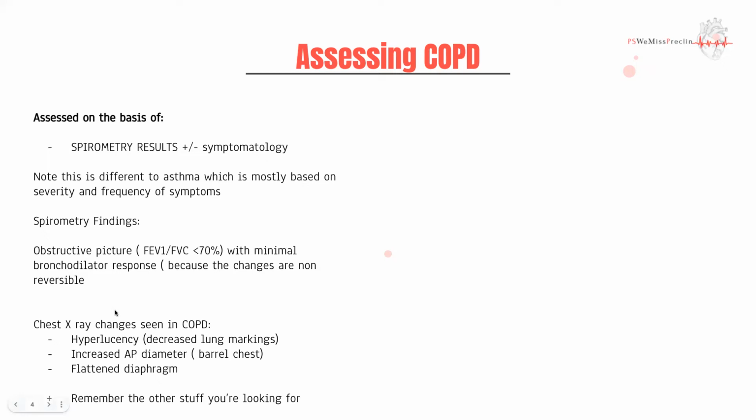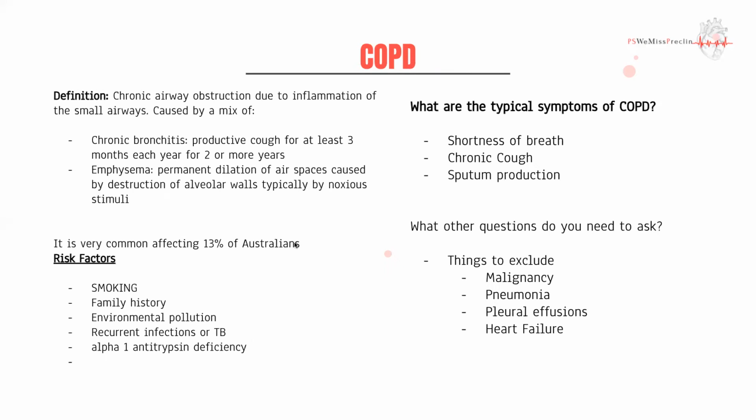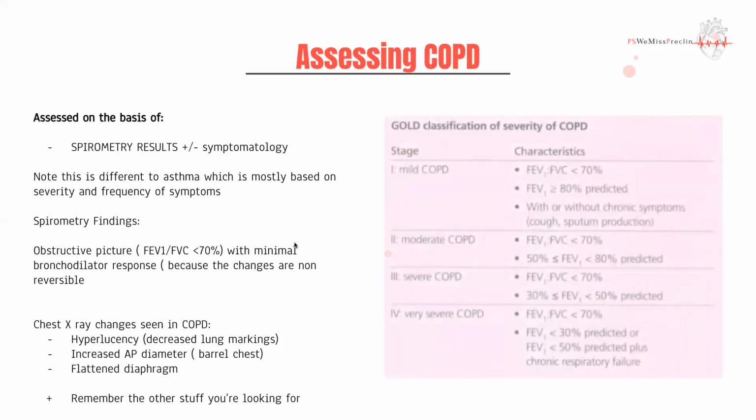Some changes you might see on an X-ray include hyperlucency, which is basically decreased lung markings, because again, you have dilated air spaces. You might have an increased anterior-posterior diameter, and that's typically characterized by barrel chest, which is a sign you see on physical examination, and a flattened diaphragm, again, because their lungs are going to be hyperinflated. Lastly, you will also look out for any other signs of these conditions that I mentioned here.